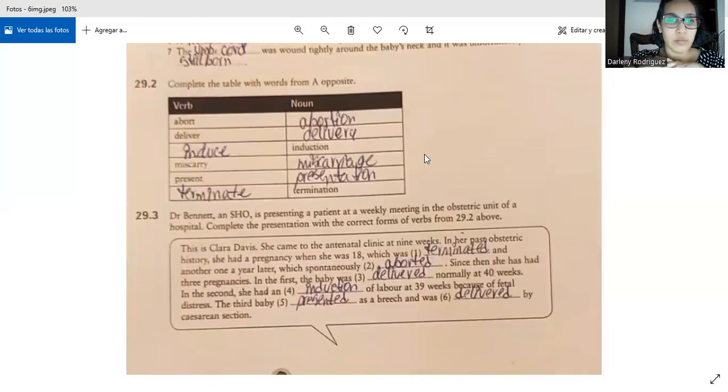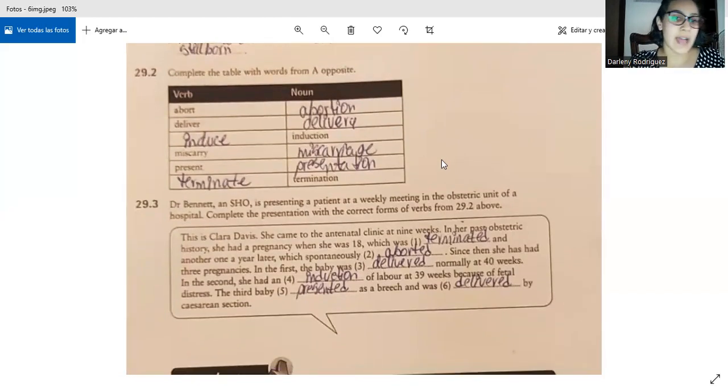Complete the table with words from A opposite. Verb, abort. Noun, abortion. Deliver, delivery. Induce, induction. Miscarry, miscarriage. Present, presentation. Terminate, termination.